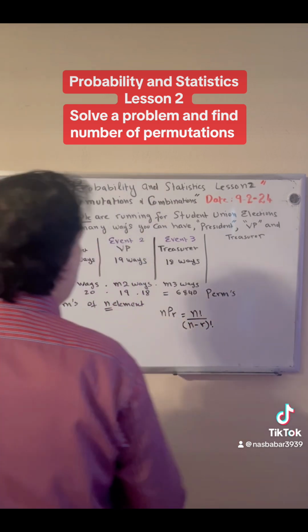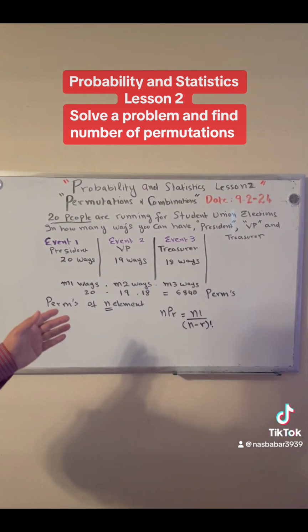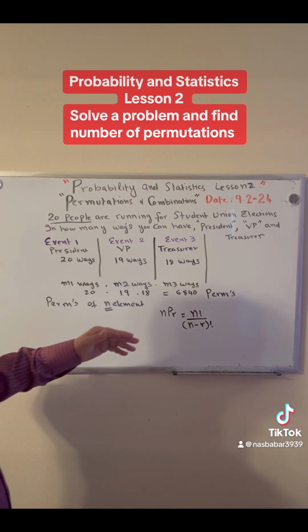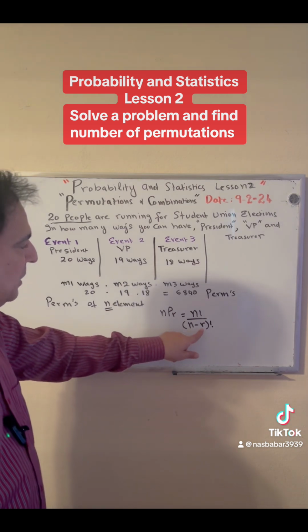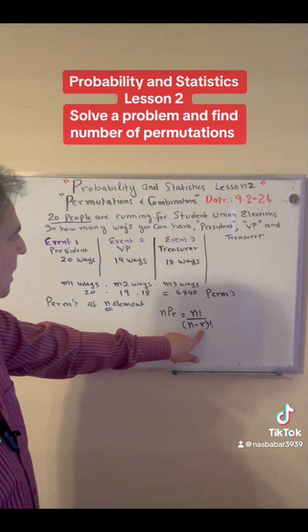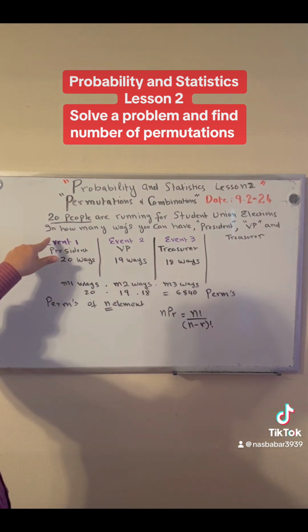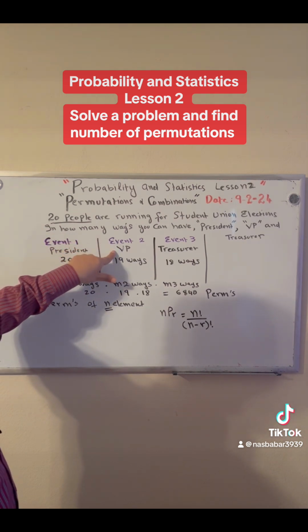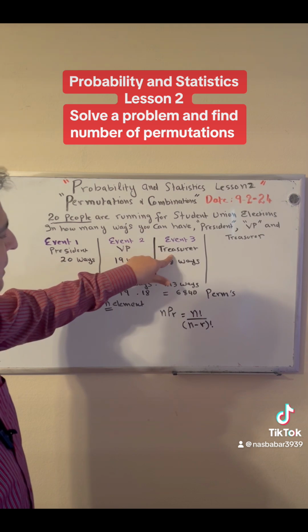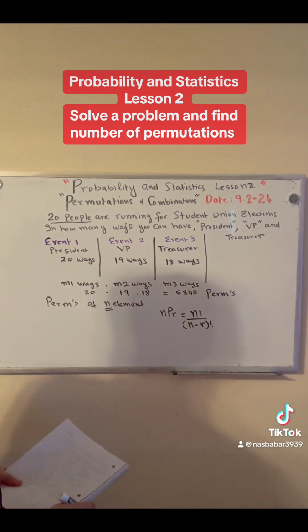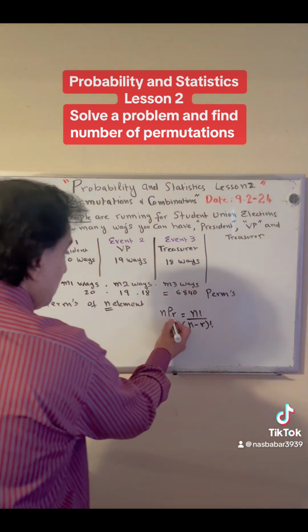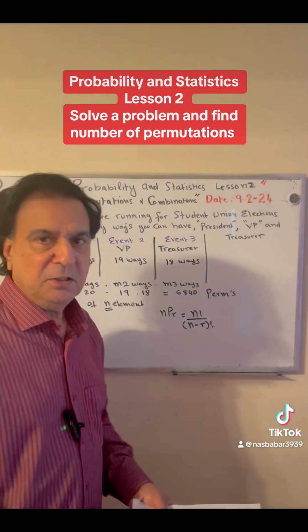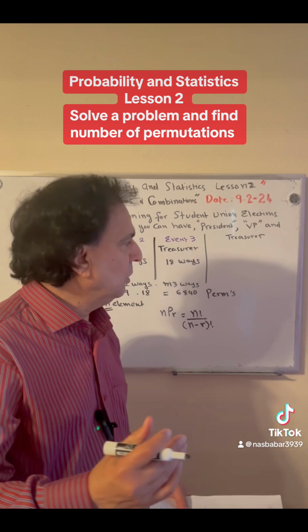r is nothing but the number of events. In this particular case, r is going to be 3 because we have three events. Event 1 we are selecting president, event 2 we are selecting vice president, event 3 we are selecting treasurer. So nPr stands for permutations, and factorial is something which I'm introducing to you.